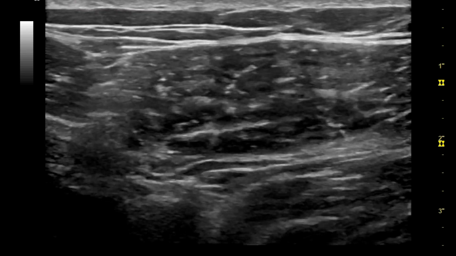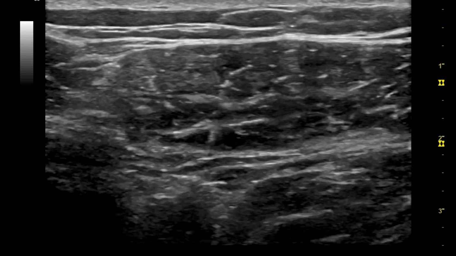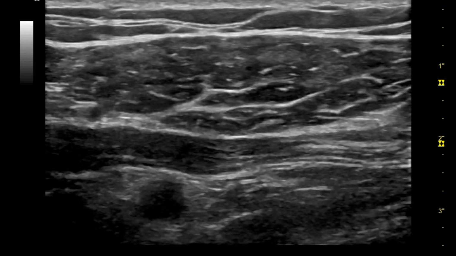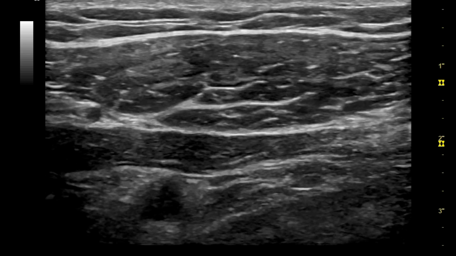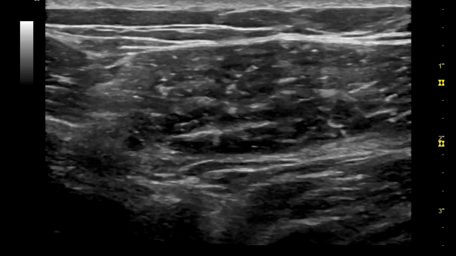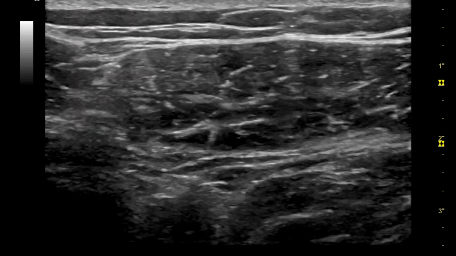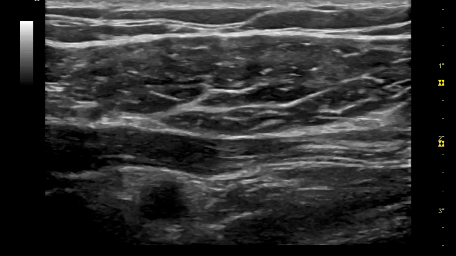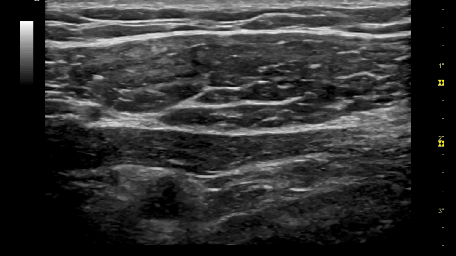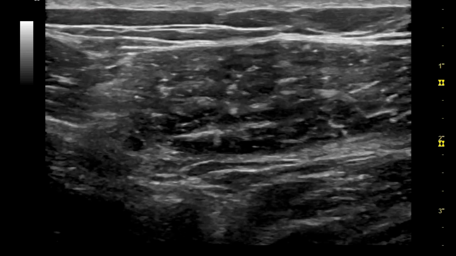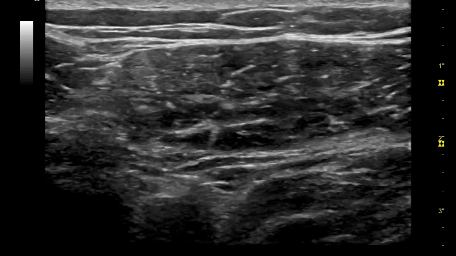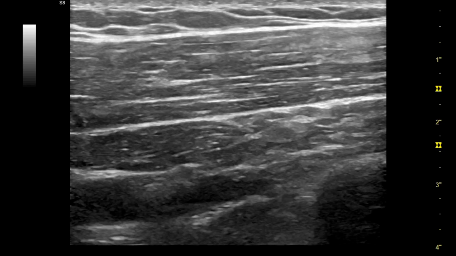Long axis view is performed in the lateral aspect of the pec minor muscle, just above the axillary artery. Going back to long axis view and starting in the inferior aspect of the pec minor, the transducer is moved from lateral and inferior to medial, showing first hyperechoic atrophic muscle and then thick hypoechoic normal appearing muscle.